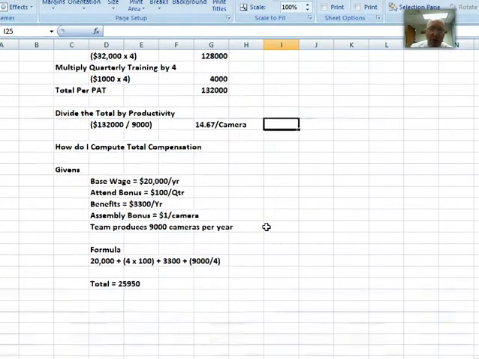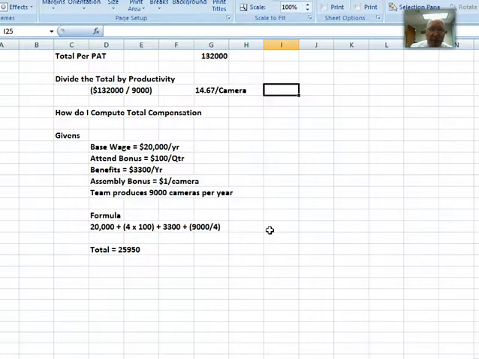Here's the second problem, and I perhaps should have worked it first. How do I compute my total compensation? Well, here you have your base wage, which for this problem would be $20,000 a year. You have their attendance bonus of $100 per quarter, and again, that's set by you. The benefit cost, which is just a standard factor. You have an assembly bonus, and then you have how many cameras the team produced last year, and that's important for the assembly bonus.